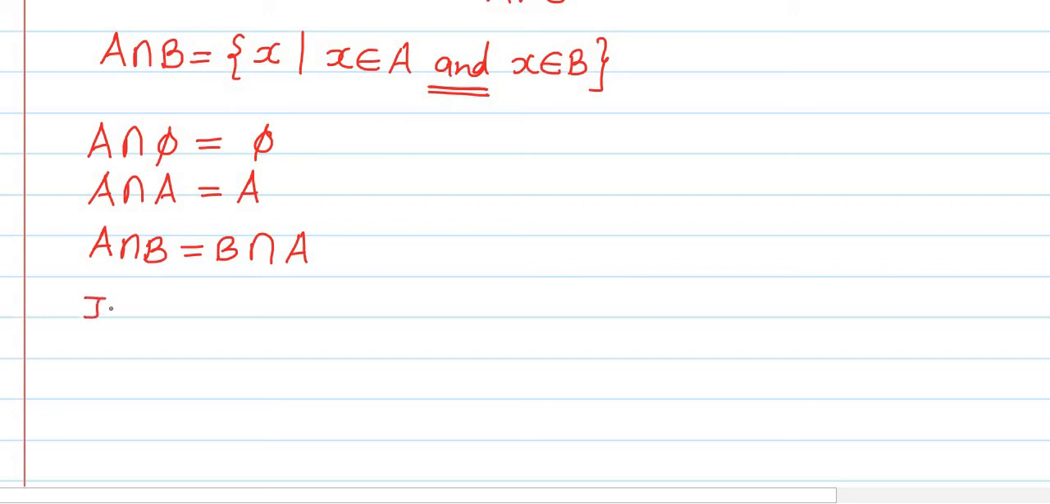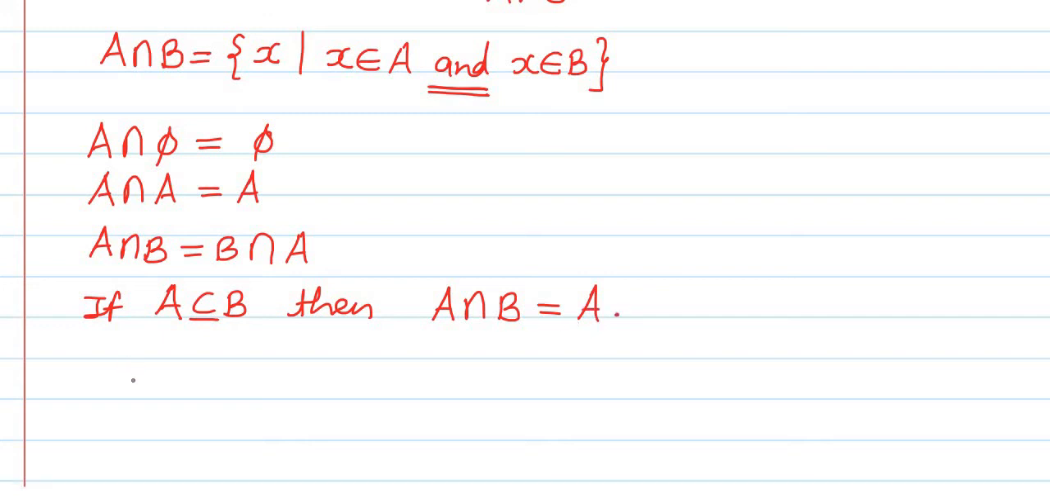Next one, if A is a subset of B, then A intersection B is the same as the set A. Also from the above definitions, it is clear that A is always a subset of A union B.